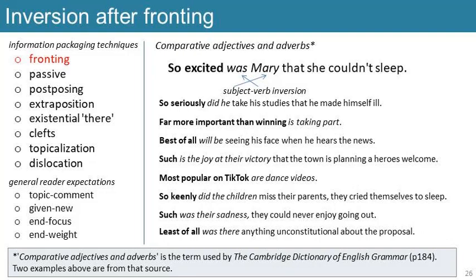So far, in all the examples of fronting, the presence of the fronted element does not change the subject-verb order of the rest of the sentence. But there are certain fronted elements that do indeed necessitate a reverse in the default SV order. An example is, "So excited was Mary that she couldn't sleep." The grammatical term for this reversal of subject and verb is inversion. The slide has more examples of the necessary subject-verb inversion following comparative adjectives and adverbs.